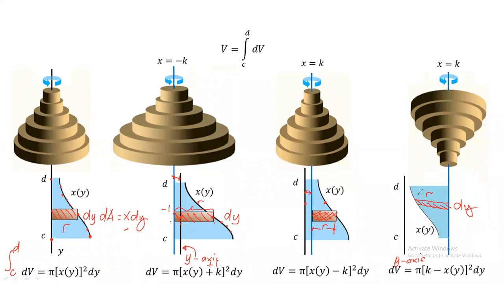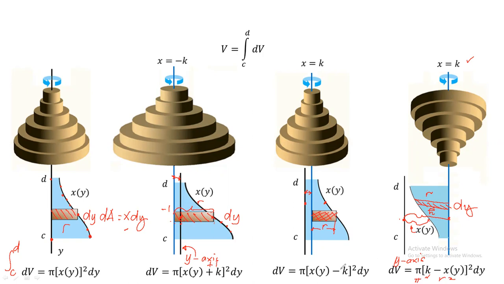Now, what is the radius? It should be from here to here. What's that? That's the k. The equation of this line. That's the k. Subtracting this one to this one, that would be your x of y. So the k minus the x of y, you square that represents already your r squared. This is your pi dy.